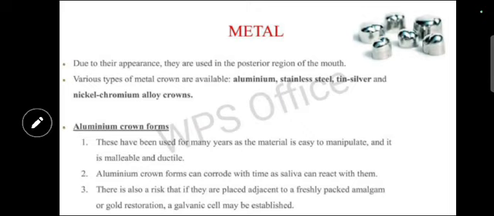Metal crowns, due to their appearance, are used in the posterior regions of the mouth. Various types of metal crowns are available: aluminum, stainless steel, and tin silver, nickel chromium alloy crowns. Aluminum crown forms have been used for many years as the material is easy to manipulate and it is malleable and ductile.